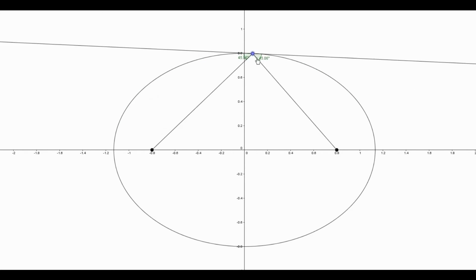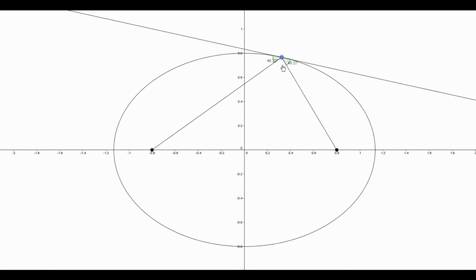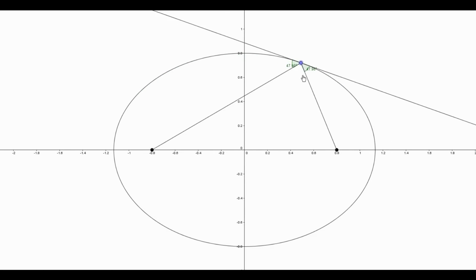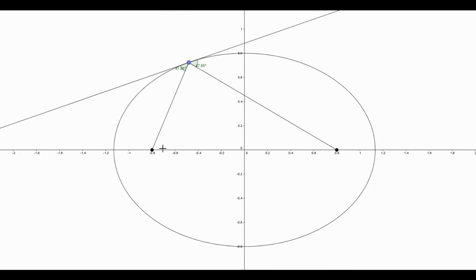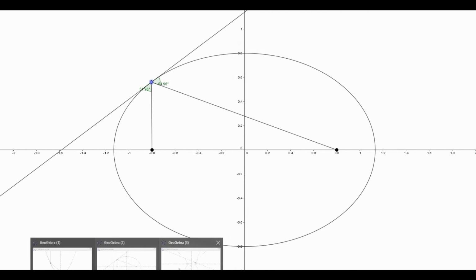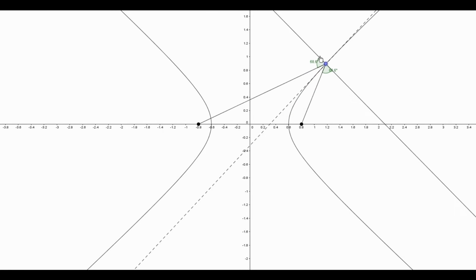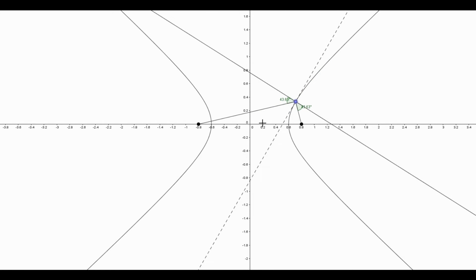And this is a pretty interesting idea because, for example, if you create a pool table that's shaped like an ellipse, and you place a billiard ball on one focus and you hit it anywhere, it will always pass through that one point on the opposite side. So that's pretty interesting. And finally, we have the less well-known property of hyperbolas.